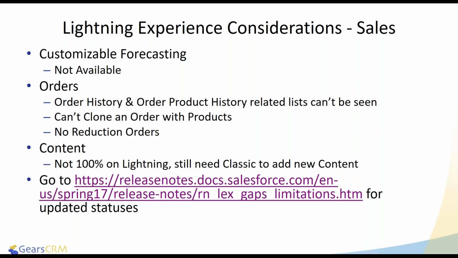Content is also, from a viewing standpoint, all set in Lightning. From a maintaining and updating content standpoint, it's still not 100% ready in Lightning yet, right? So if you're a content manager and you're publishing content, adding content on a regular basis, you will need to flip back and forth between Classic and Lightning. But your typical sales users are not adding content to libraries, right? So from a sales user standpoint, that's really not one that's going to hit them. But that's really the biggest consideration.